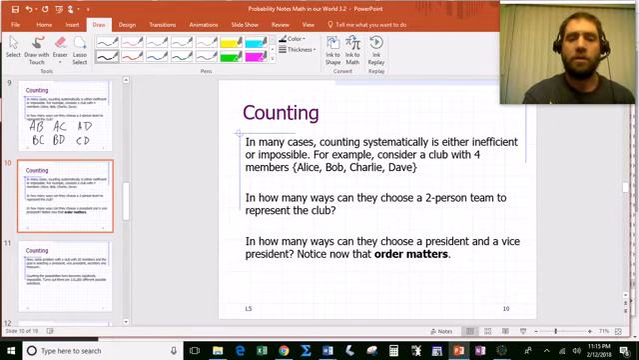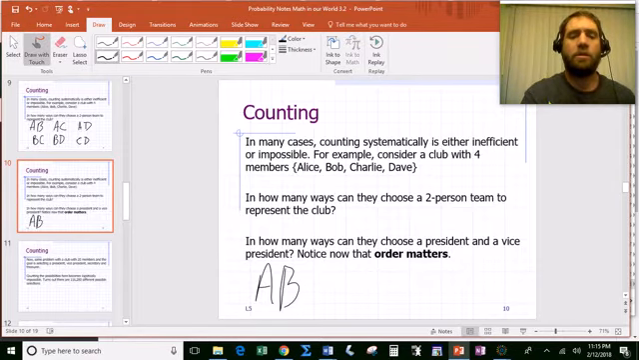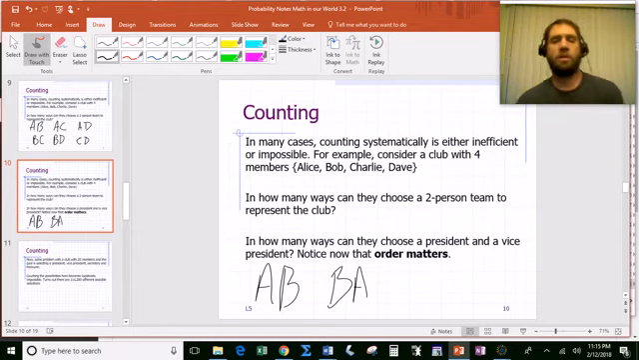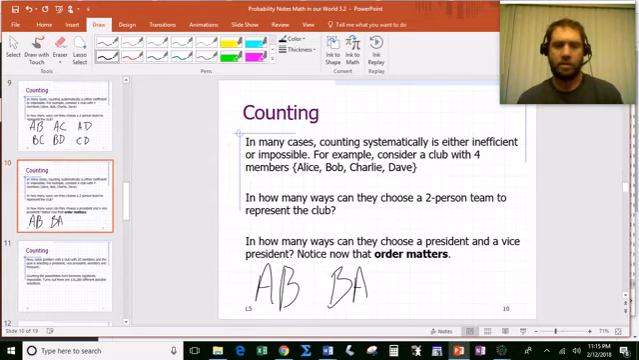The difference here is Alice and Bob is different from Bob and Alice. So if Alice is president and Bob is vice president, that's a different outcome than if Bob is president and Alice is vice president. So in the last slide we had 6 groups of 2, and each group could happen in 2 different orders. So there should be 12. If we were to make this entire list, there would be 12 ways to choose a president and a vice president.